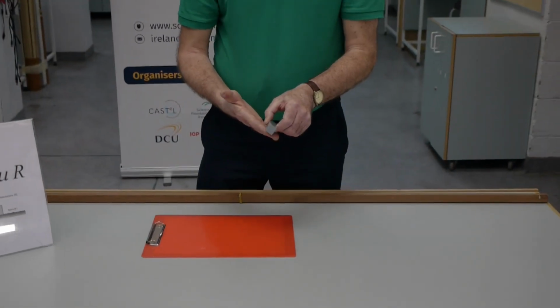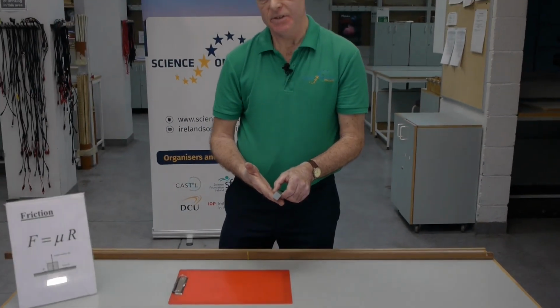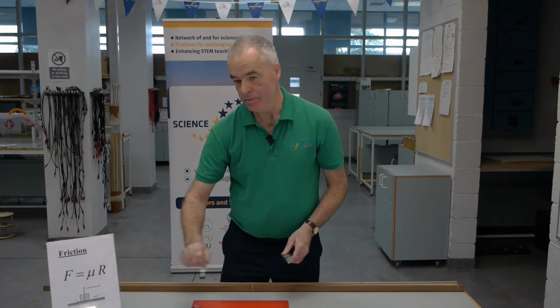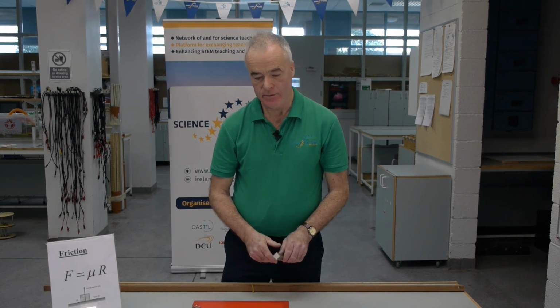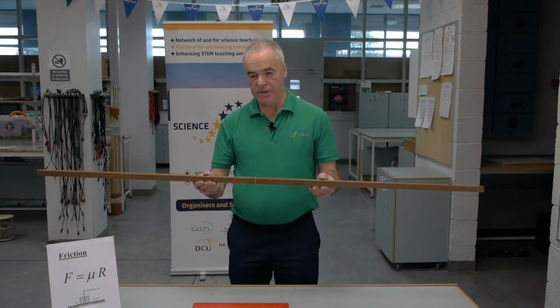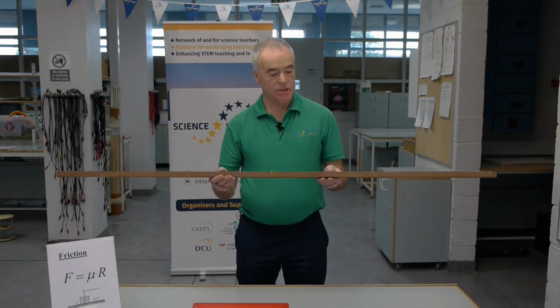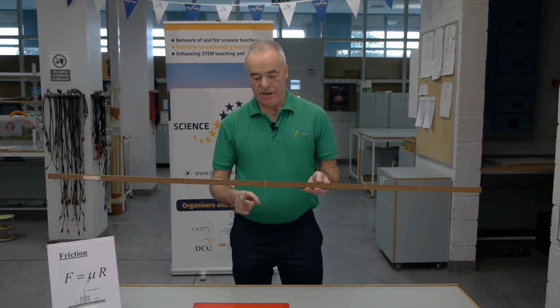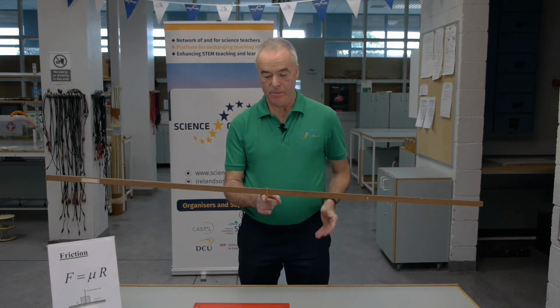So the degree of smoothness or roughness of the surfaces in contact is one key factor, and that's represented by the symbol mu in the formula. But what students often don't realize is the importance of the second component of the friction force, which is the normal reaction. So to illustrate this point, if I take this beam, which is uniform, and if I support it near its center, it will balance.